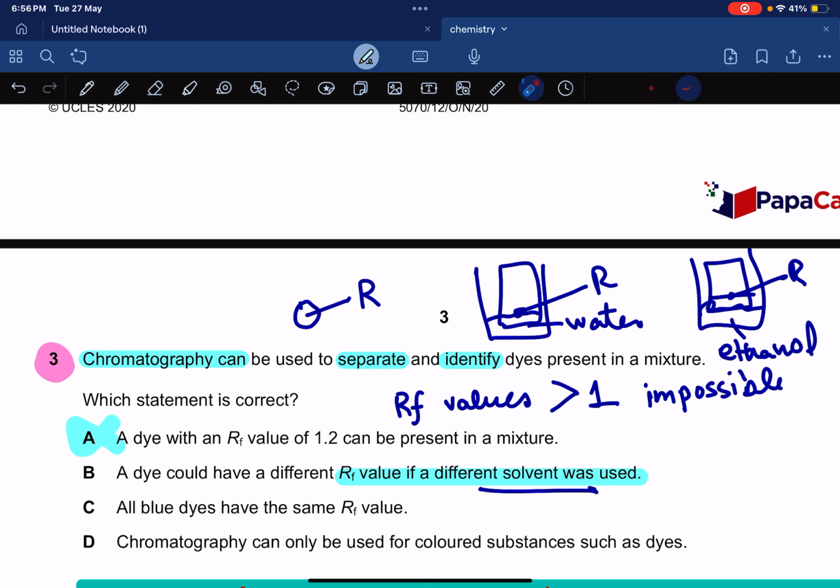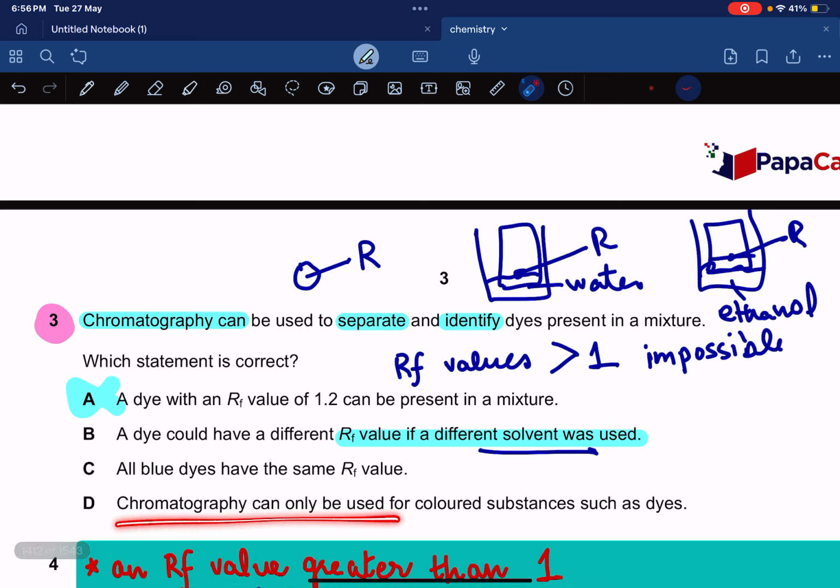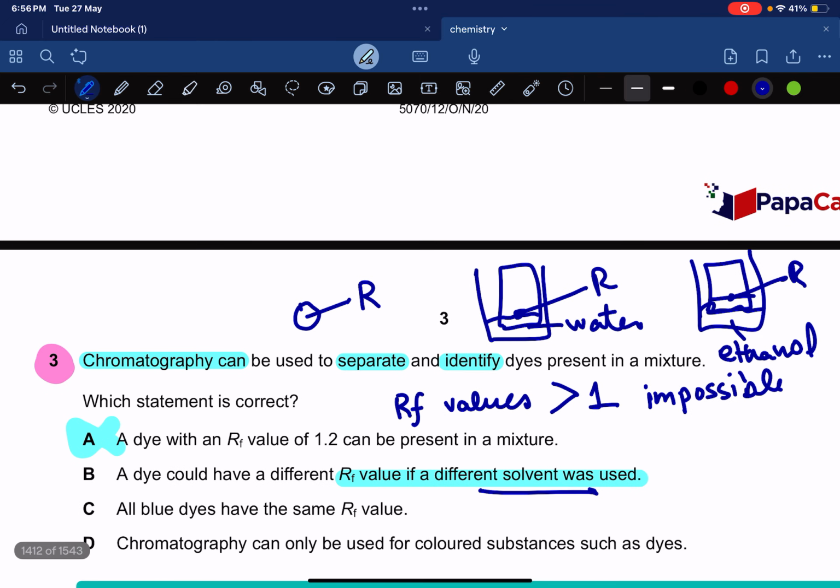Next statement, that's extremely confusing. All blue dyes have the same RF value. That is not correct. There can be a million or a billion blue dyes present on Earth, but all of them could have different RF values. They could be made up of different substances. And then, chromatography can only be used for colored substances such as dyes. No, it can be used for uncolored substances such as amino acids as well. You commonly use chromatography for amino acids, and you use a locating agent. A specific locating agent is ninhydrin, and this locating agent makes them visible. Amino acids are kind of transparent, and when you add ninhydrin, they become visible.